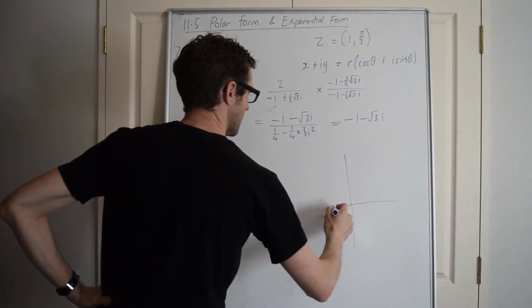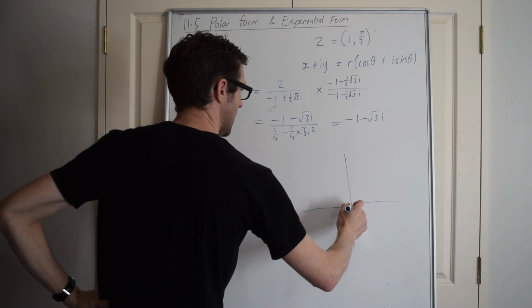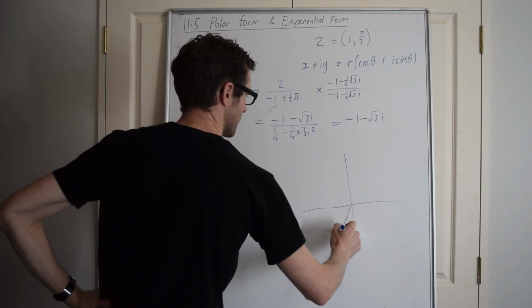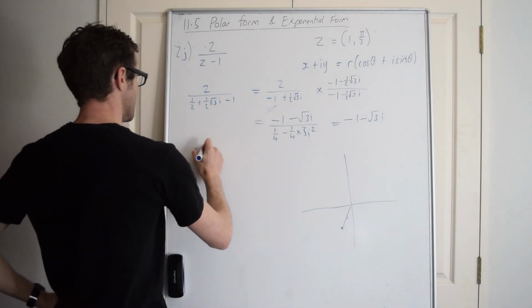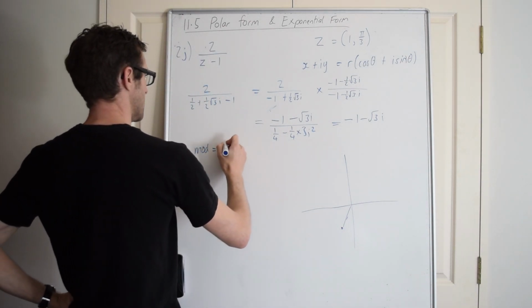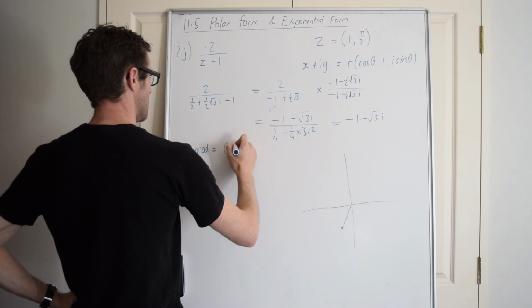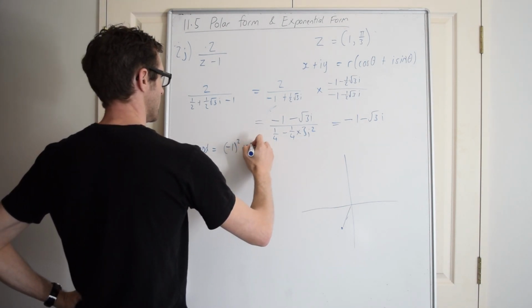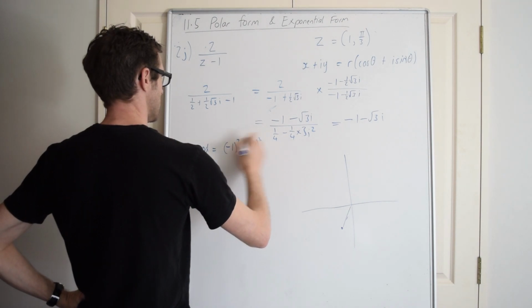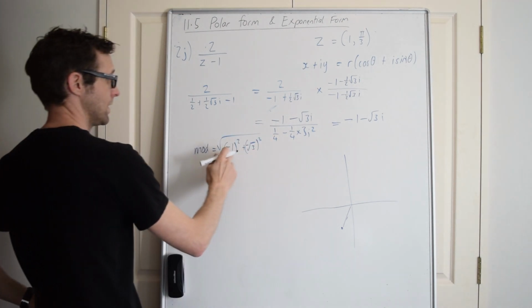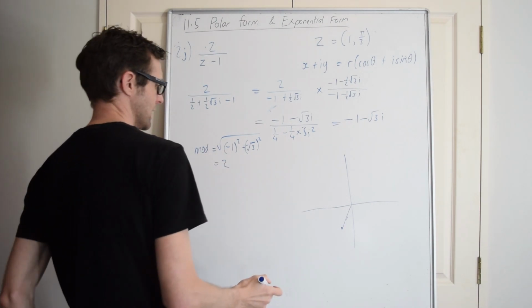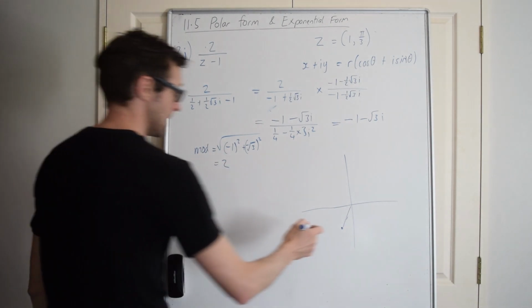So let's just do a quick drawing. Minus 1 minus square root 3i, so it'll be like this. Modulus equals the square root of minus 1 squared plus minus square root 3 squared. Well, that's 3, that's 1, that's 4, so it's square root 4, which is 2. The argument. Now this is a little bit more tricky.